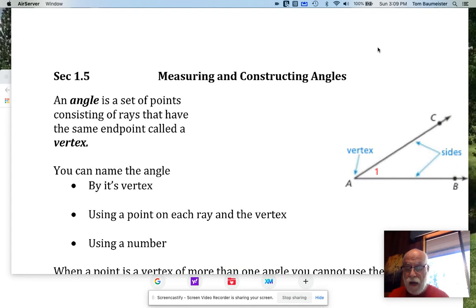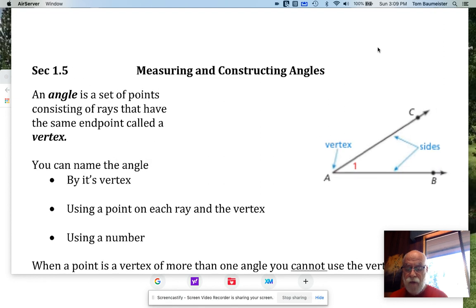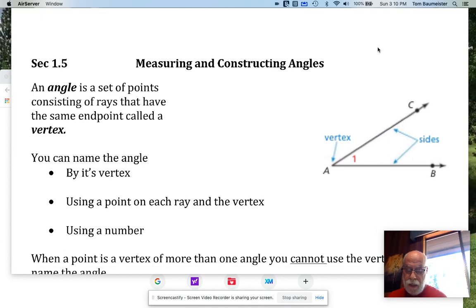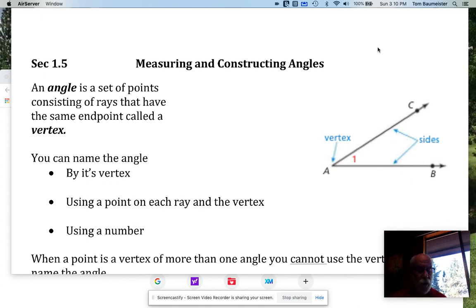Section 1.5 is measuring and constructing angles. An angle is a set of points consisting of rays that have the same endpoint called a vertex. You can name an angle by its vertex, by using a point on each ray and the vertex, and by using a number. So a couple things before we get started there.